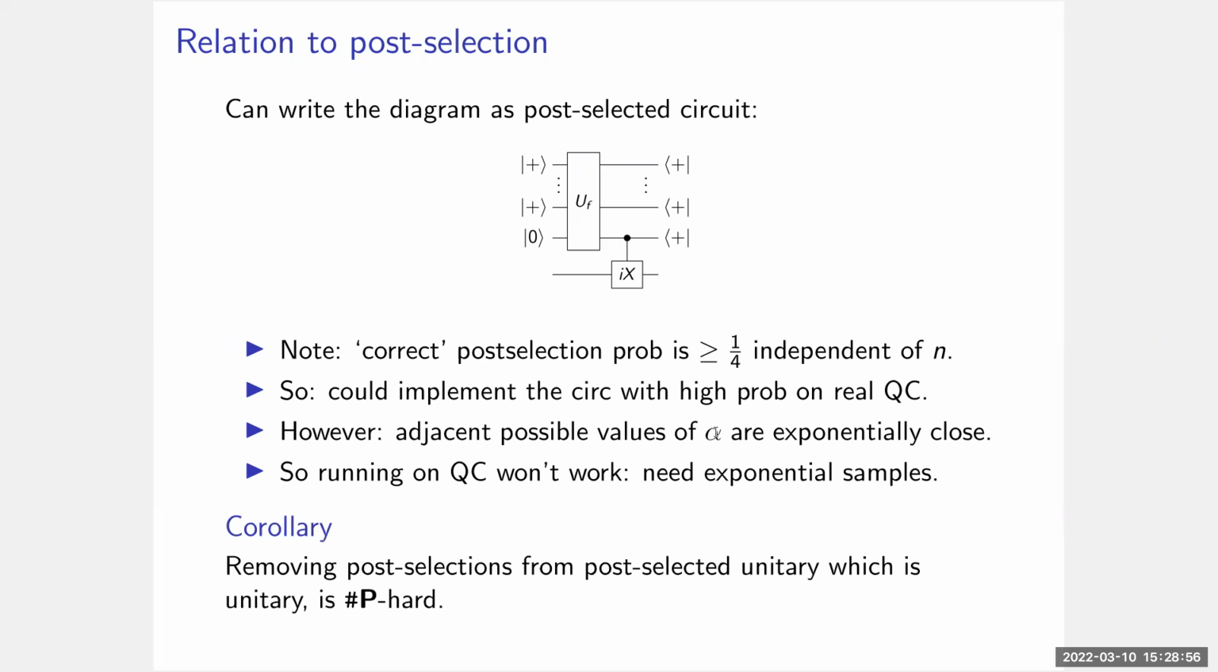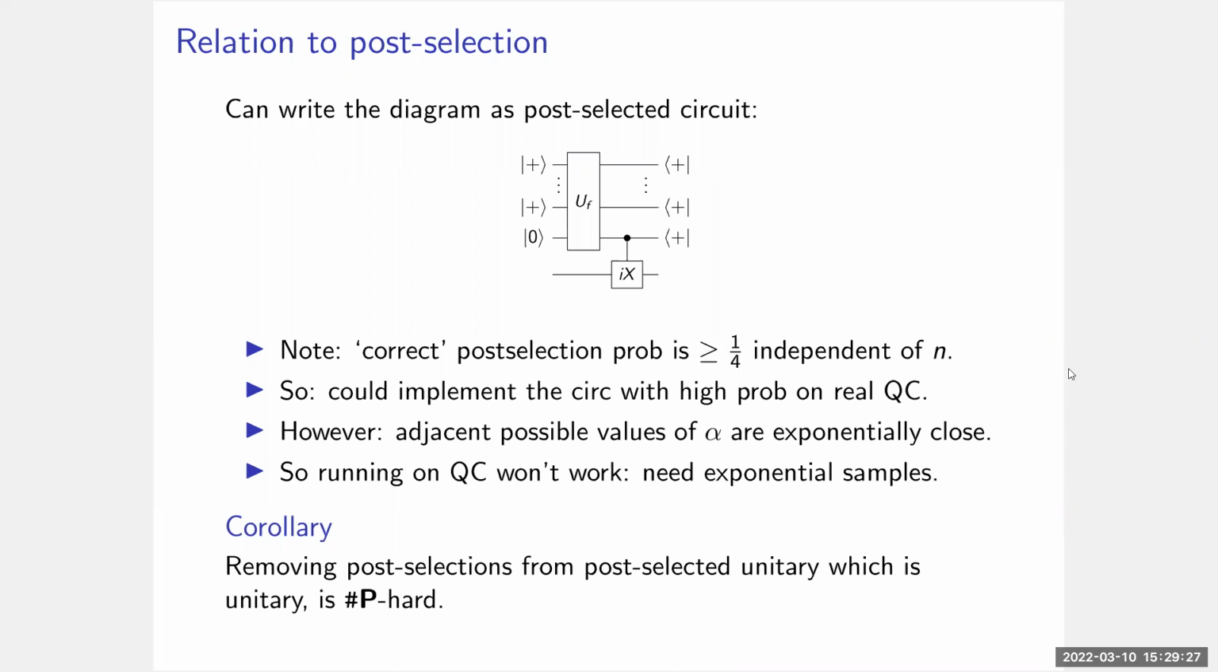Just sort of an unrelated observation is that by casting post-selected circuits, viewing them as ZX diagrams, we can also view our circuit extraction result as a statement about post-selected unitaries. So if we have a post-selected circuit where the overall linear map is still unitary, then writing this as a quantum circuit, so removing the post-selections, is #P-hard. This is almost exactly the same problem as circuit extraction.